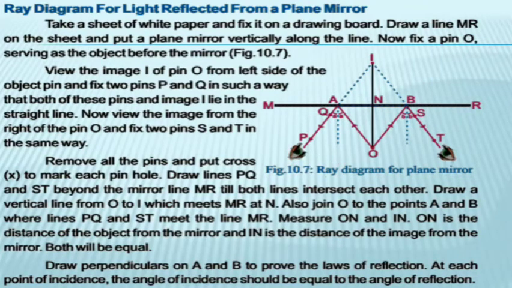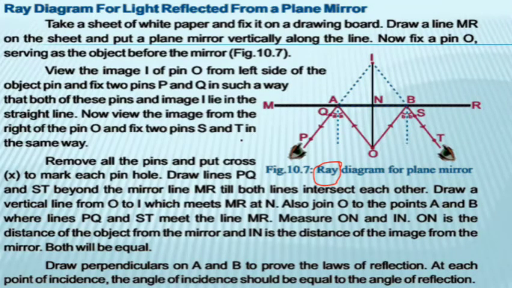Okay, ray diagram means that light travels in rays. When these rays or lines of light travel and we represent those lines diagrammatically, that is called a ray diagram. We represent those rays of light in the form of lines, so that's why it's called a ray diagram. This is for a plane mirror, so it's called a ray diagram for a plane mirror.